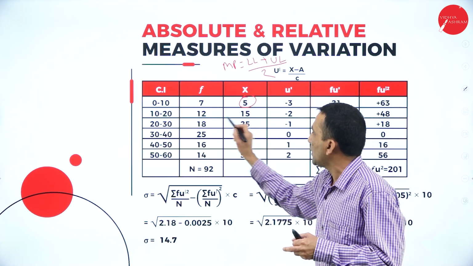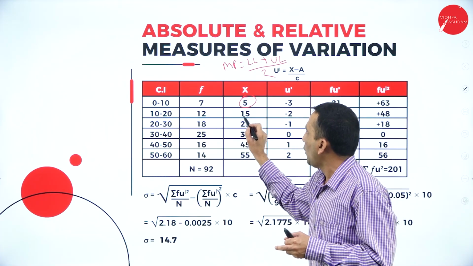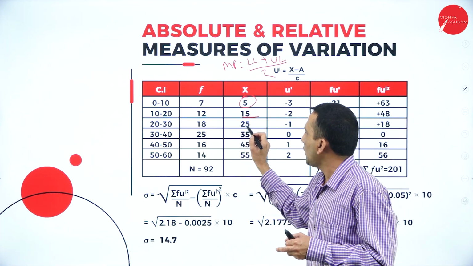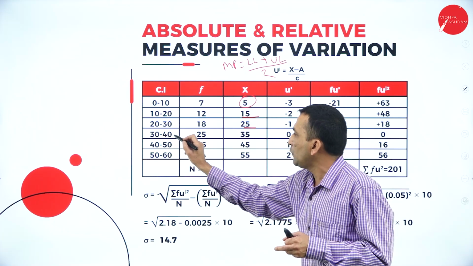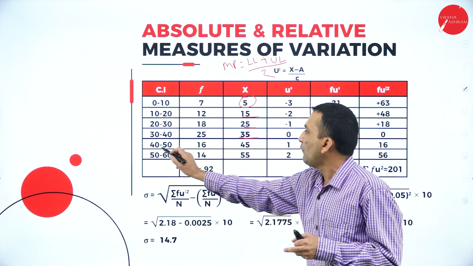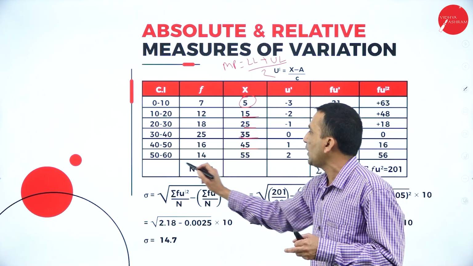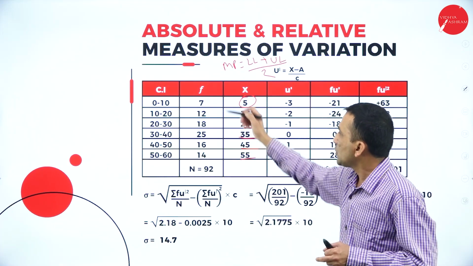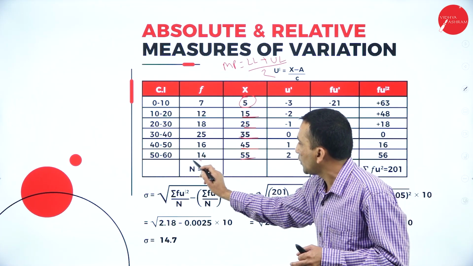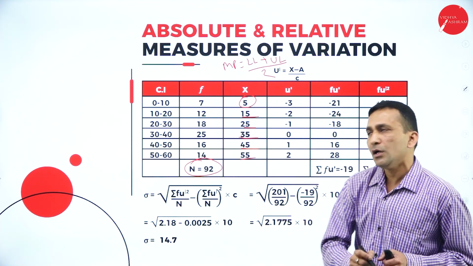Same thing here: 10 to 20 midpoint is 15, 20 to 30 midpoint is 25, 30 to 40 midpoint 35, 40 to 50 midpoint is 45, 50 to 60 midpoint 55. Now you have to take the frequency total. The total n is equal to 92.